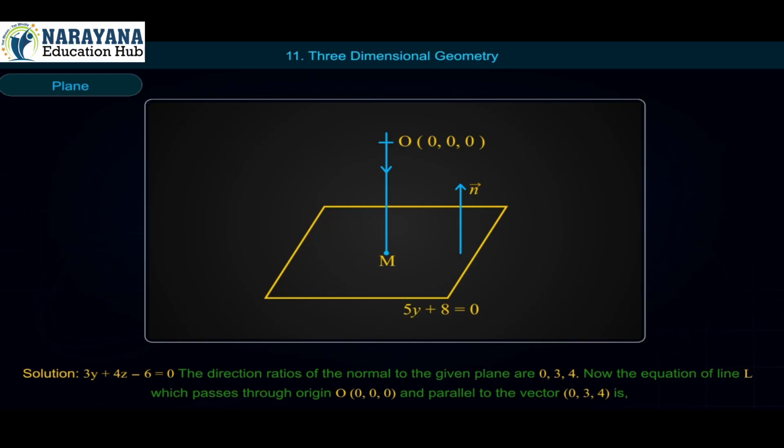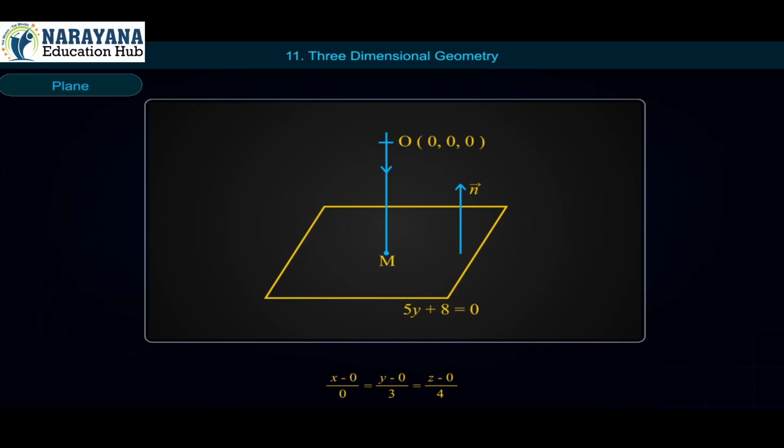Now, the equation of line L which passes through the origin O (0, 0, 0) and is parallel to the vector (0, 3, 4) is (x - 0)/0 = (y - 0)/3 = (z - 0)/4. Therefore, x/0 = y/3 = z/4 = λ. Therefore, x = 0, y = 3λ, z = 4λ.